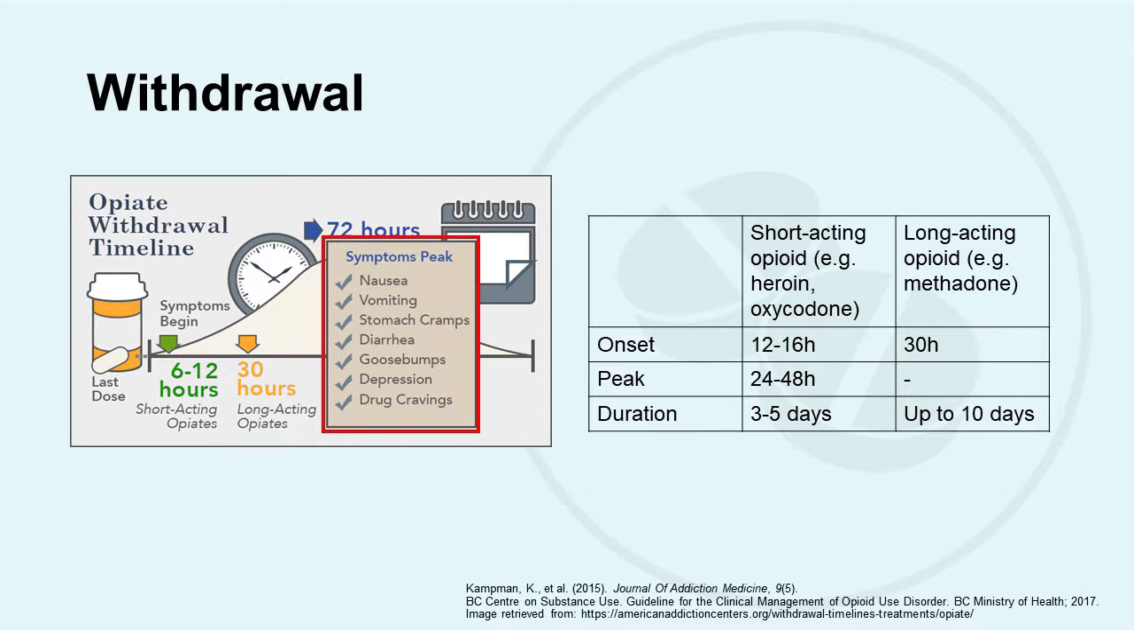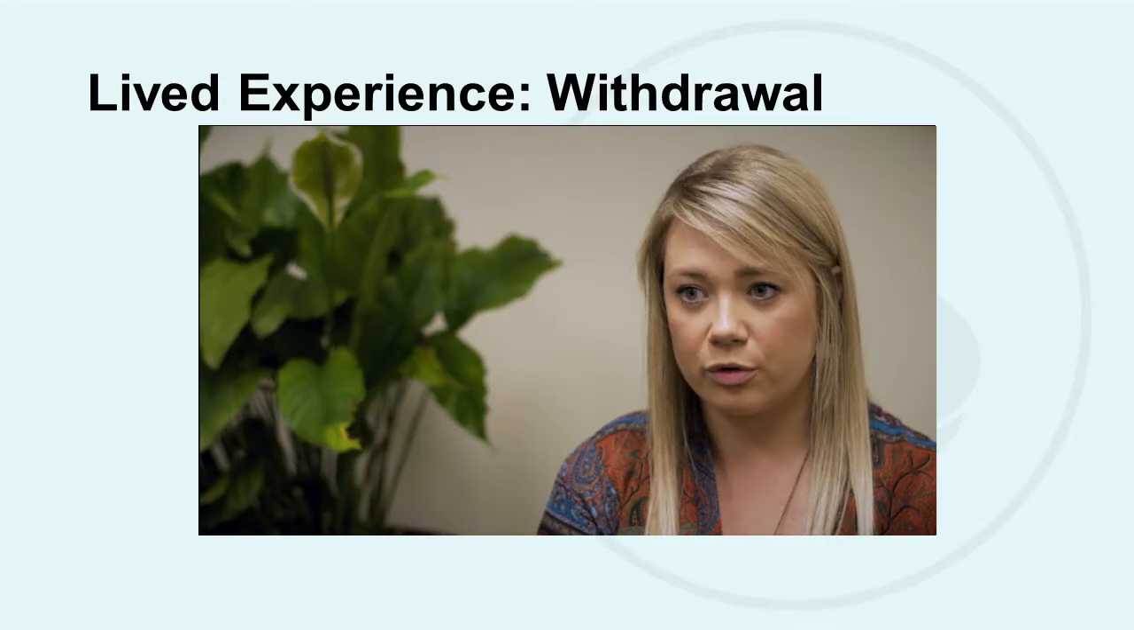Onset depends on the opioid or formulation of opioid being used. Short-acting opioids, like heroin and fentanyl, will have a faster onset and shorter duration of withdrawal. Longer-acting opioids, such as methadone, or sustained-release formulations of opioids, will have a later onset but will persist for longer. In this video, we see the perspective of the severity of withdrawal from a lived-experience survivor.